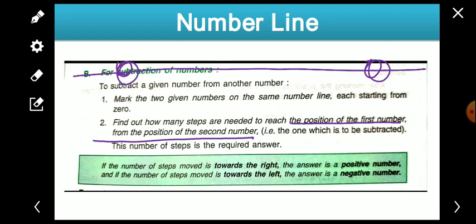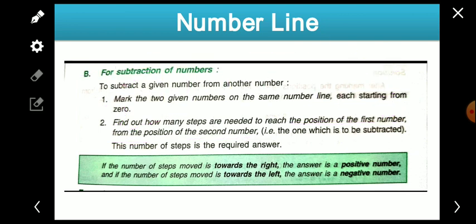Suppose this is 2 and this is 6. We will mark both the numbers, and after that we will count the number of steps, that is, how many steps we will have to move. From the second number, we will move to the first number, and we will count the number of steps, and that will be the answer.